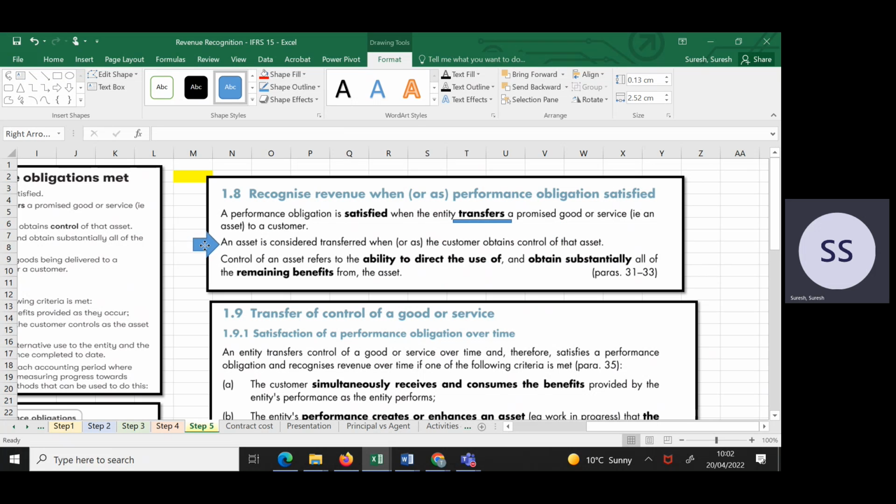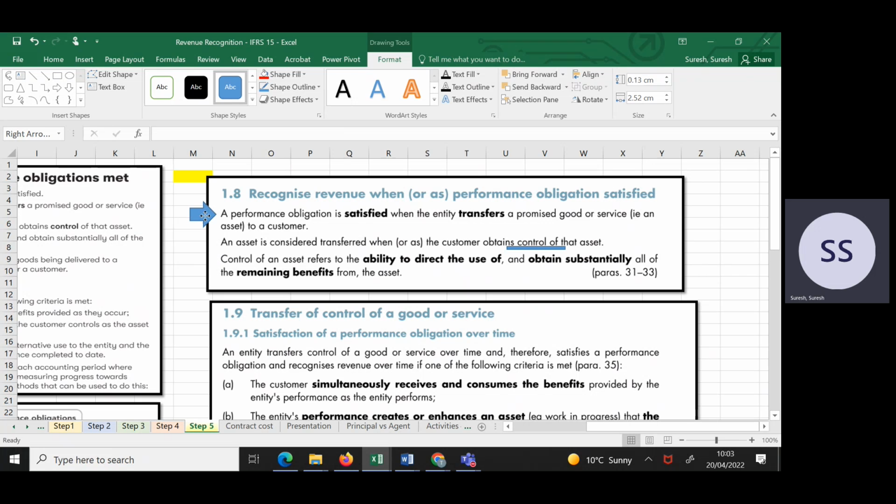For example, I send you a car and then I keep the keys with me, right? The car is with you, but you have no control over the car. So that doesn't mean it has been transferred; it has been delivered, but you have no control. A transfer means that you, the customer, obtain control of that asset. Now we're going to move on to focus on what you mean by control. Control means you have the ability to direct the use of the asset, and also the ability to obtain substantially all of the remaining benefits from the asset.